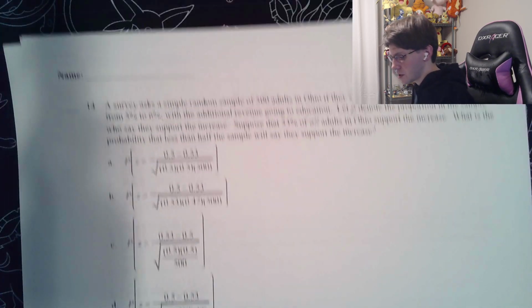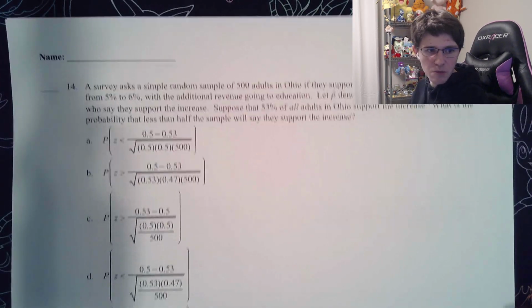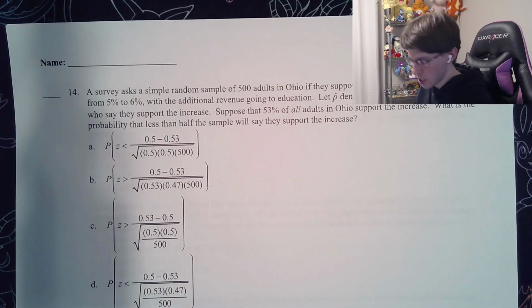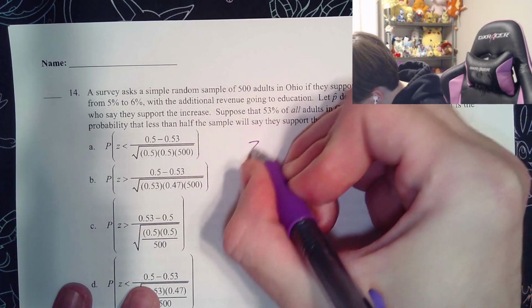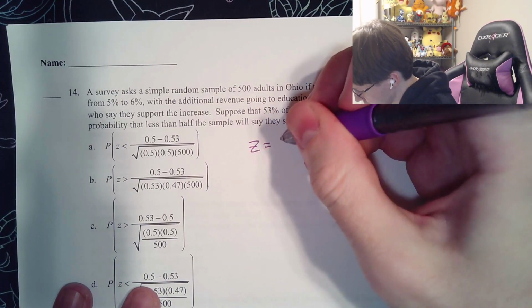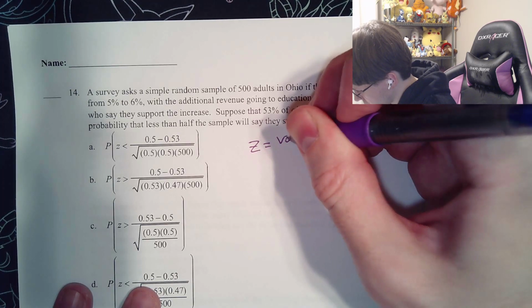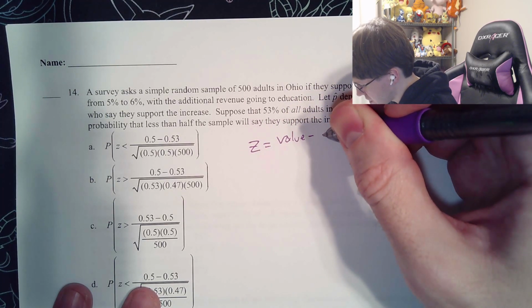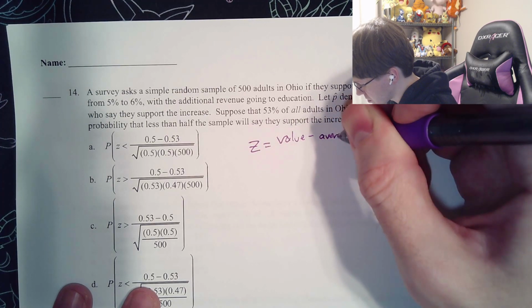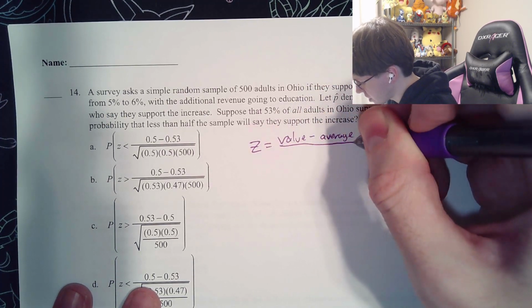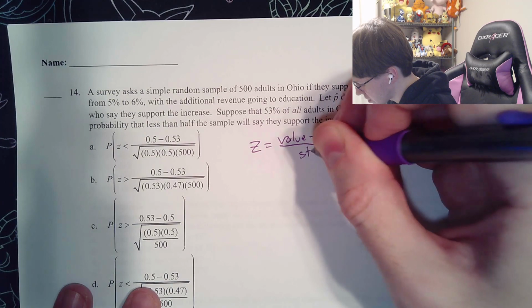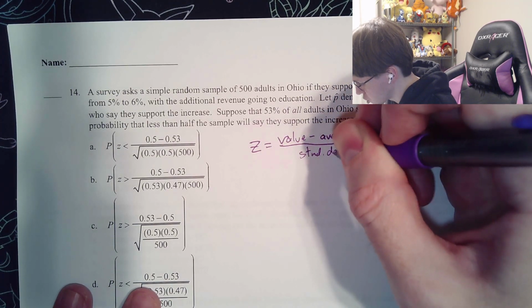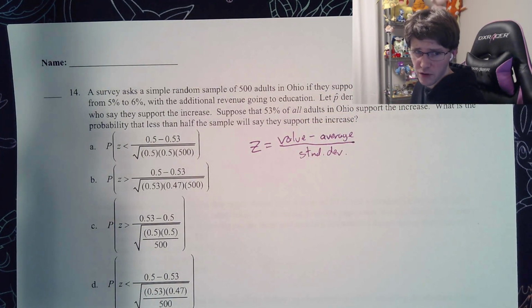Okay. So, question number 14. For question number 14, our z-scores show back up. Just in case you forgot what a z-score is, our z-score in general is going to be the value that we're interested in minus the actual average. So we'll use the word average instead of the word mean. It's not as accurate, but it's fine. Value minus average over our standard deviation. That is our formula we've been using for quite a while.